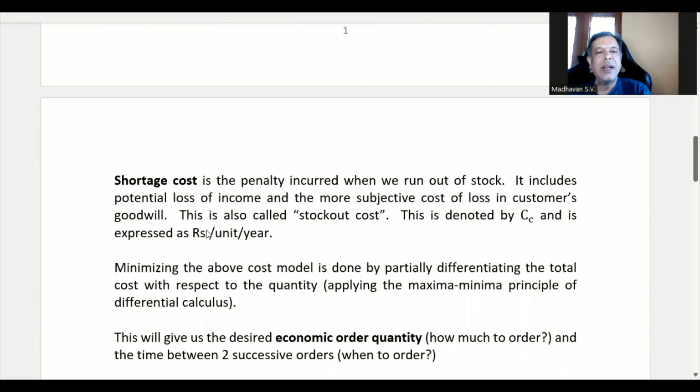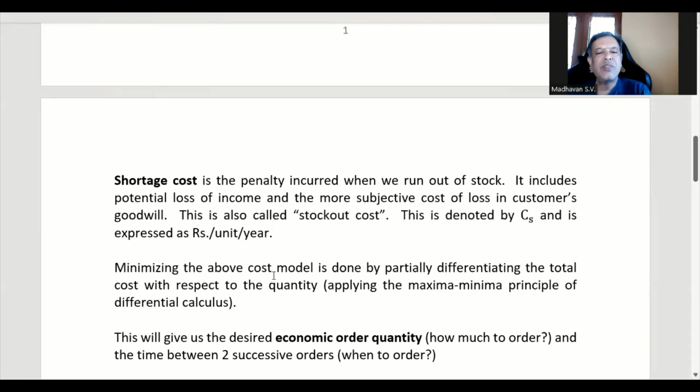Shortage cost is the penalty incurred by the organization when it runs out of stock. It includes potential loss of income and the more subjective cost of loss in customers' goodwill. This is also called stock out cost. This is denoted by, actually it should be C suffix S, and is expressed as rupees per unit per year.